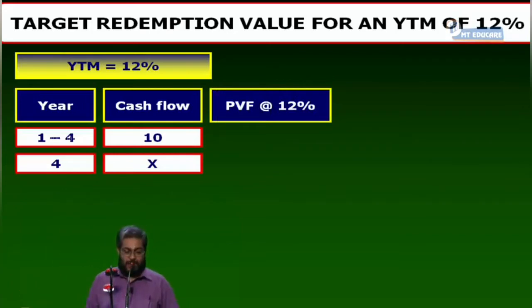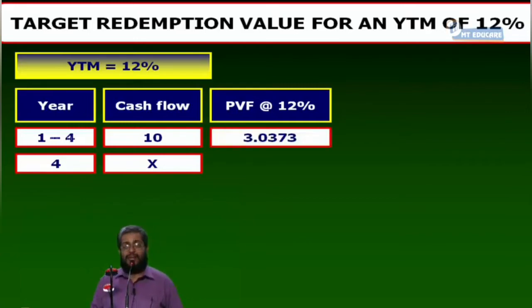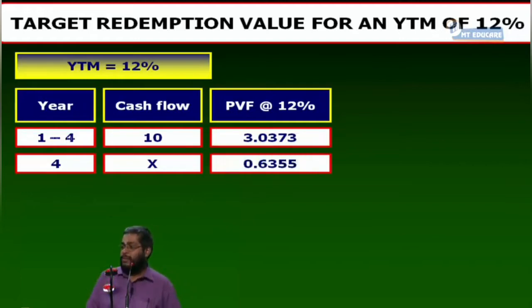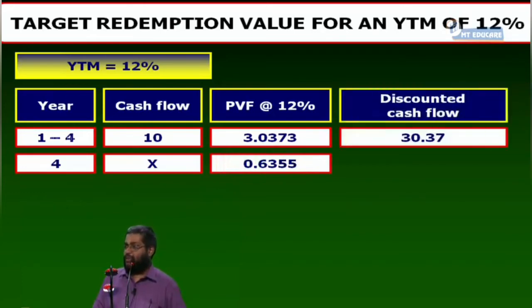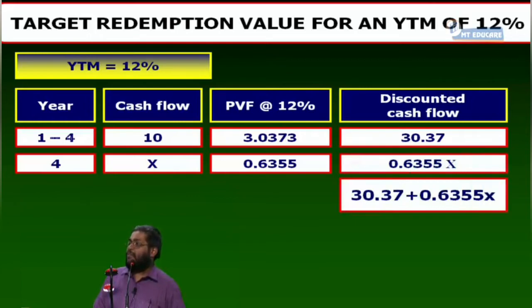Calculator: 1 divided by 1.12, equals, 4 times GT. What's the number? 3.0373. That is the 12%, 4 years annuity factor. The present value factor: 1 divided by 1.12, equals, 4 times, 0.6355. If you multiply, 10 into 3.0373 gives you 30.37, and X into 0.6355 gives you 0.6355X. The bond value today should be 30.37 plus 0.6355X.